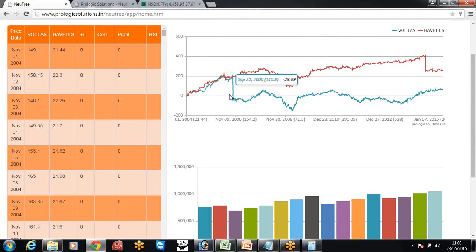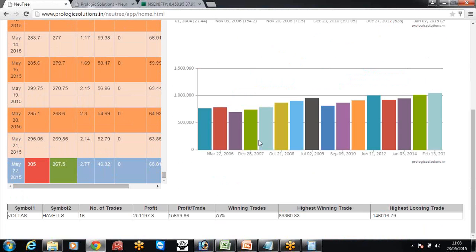So you can see the split here in Voltas and a split in Havels. But otherwise both are moving in a similar fashion. So this is the call. You can take up this call. So Voltas you will have to short, Havels you will have to buy.